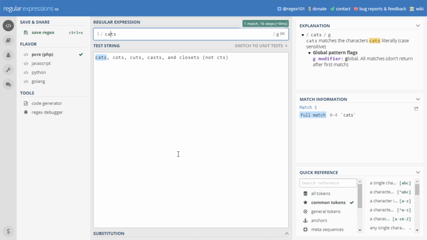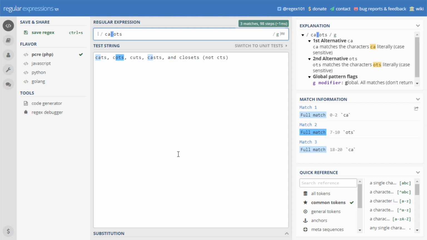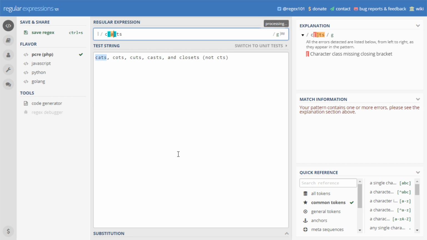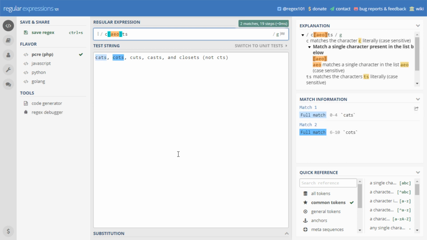Then maybe I wanted to say match something that has C and then A or O. Actually, let's use the square brackets. A, E, I, O, U. There we go. So we've got basically any vowel character inside the list here. So it's going to be C, and then anything inside the list here, and then a T and an S. Okay, so it's matching these three. It's matching cats, it's matching cots, and it's matching cuts. But it's not matching casts or closets.